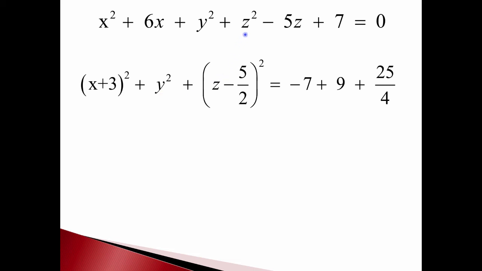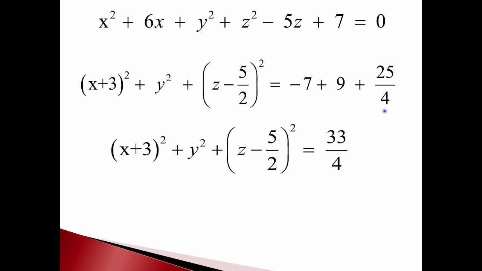But the z part, there's z squared minus 5z. So we have to take the negative 5, cut it in half. It gives us negative 5 halves. And when I square that, I get 25 fourths. So I've added 25 fourths on the left, and I have to add 25 fourths on the right. So if I do the arithmetic on the right-hand side, that all turns out to be 33 over 4.